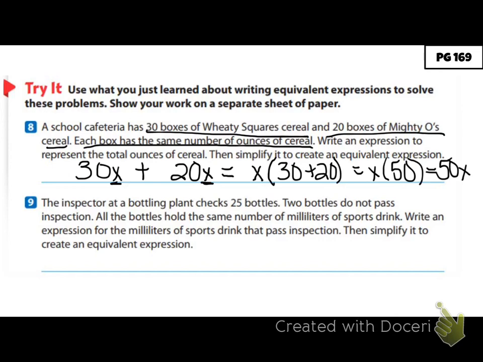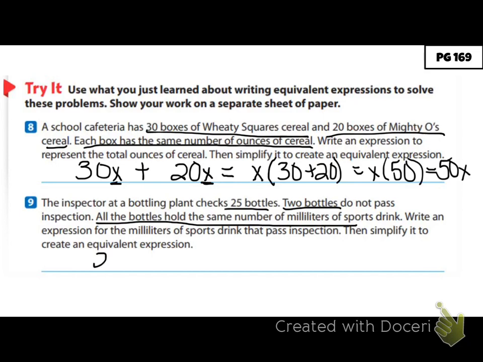Number 9, the inspector at a bottling plant checks 25 bottles. 2 bottles do not pass inspection. All the bottles hold the same number of milliliters of sports drink. So we have 25 bottles, 2 do not pass. All the bottles have the same number of milliliters. We don't know how many milliliters that is.